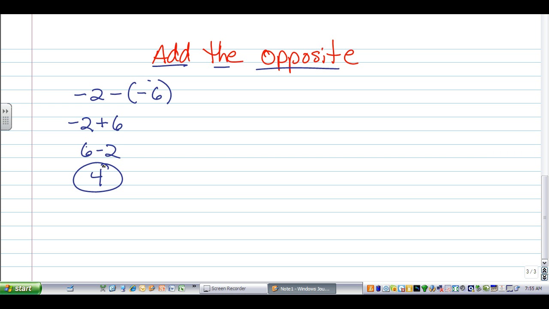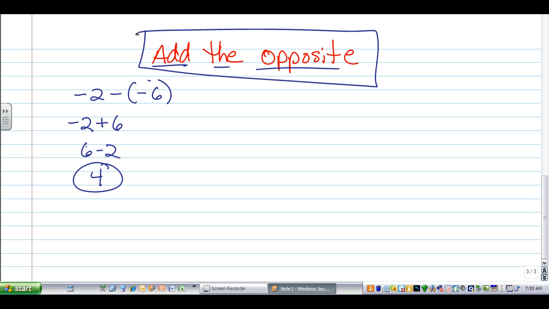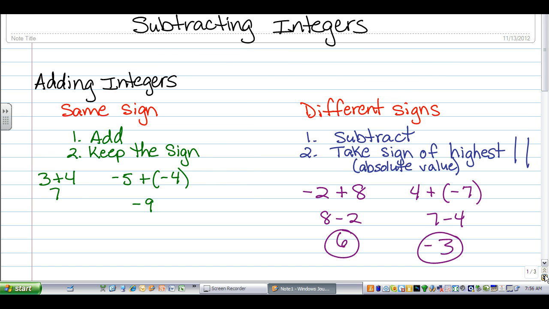All right, we're going to practice this a little bit. But again, just keep in mind, add the opposite. And once you add the opposite, you're going to turn it into an addition problem. And as we started out, these are the rules for addition. Okay? There's just 2 of them. If they have the same sign, easy peasy, add and keep the sign. If they have different signs, subtract and take the sign of the highest absolute value. Okay? So subtracting integers is really like adding them. You're going to change it to an addition problem and then do either this or this. All right, let's practice.